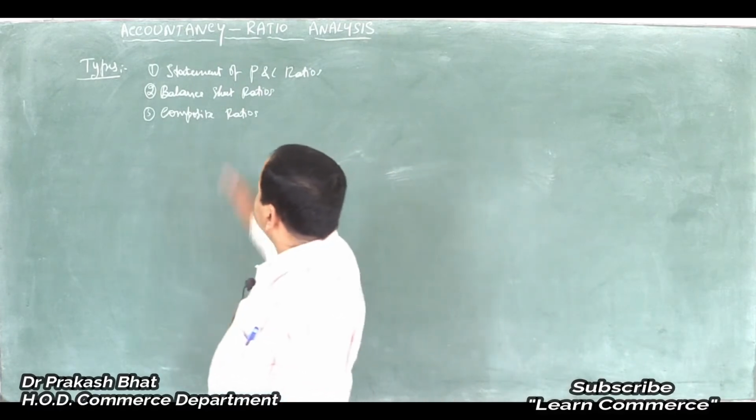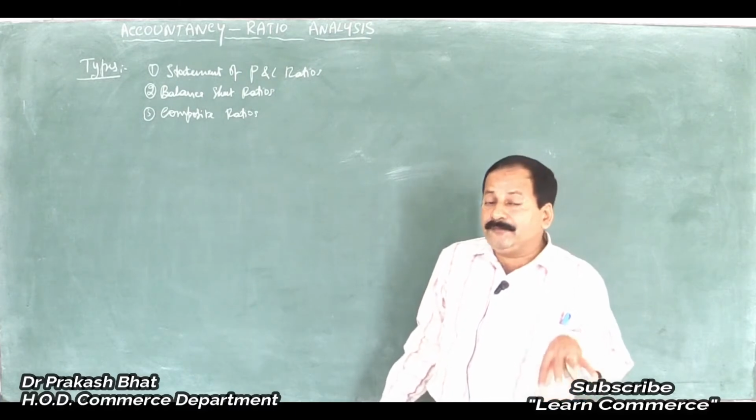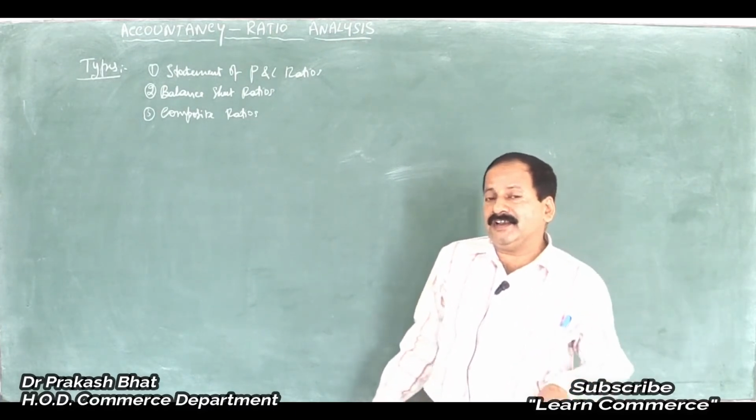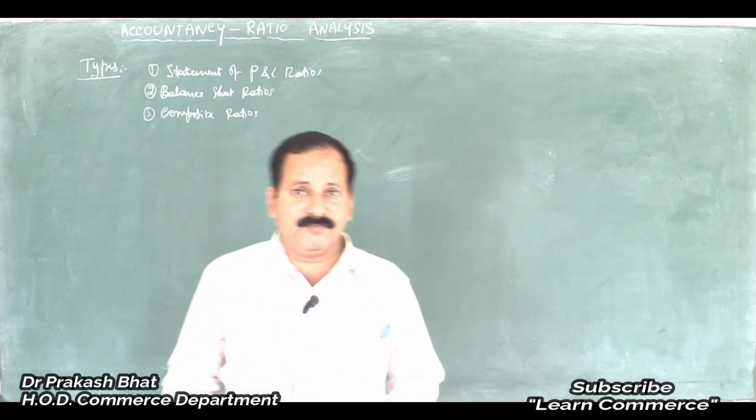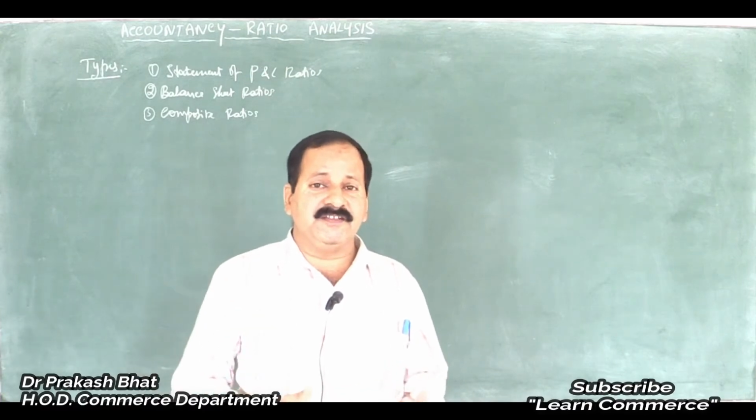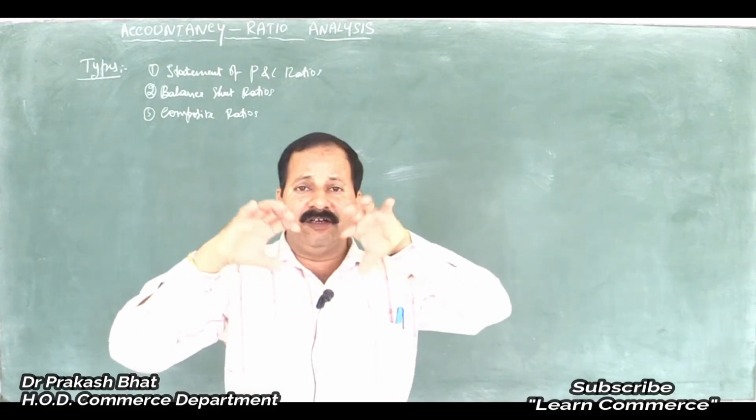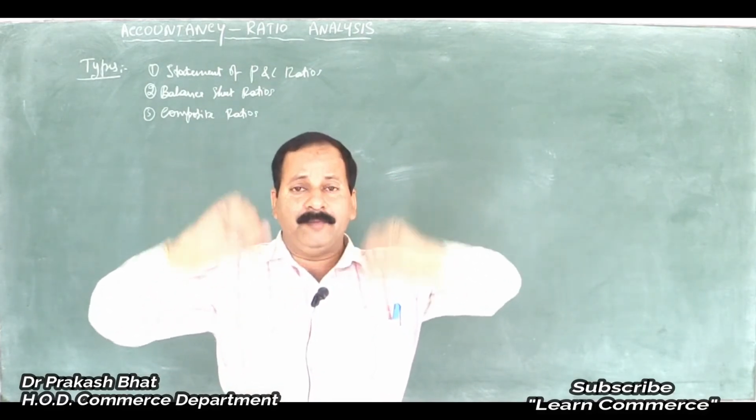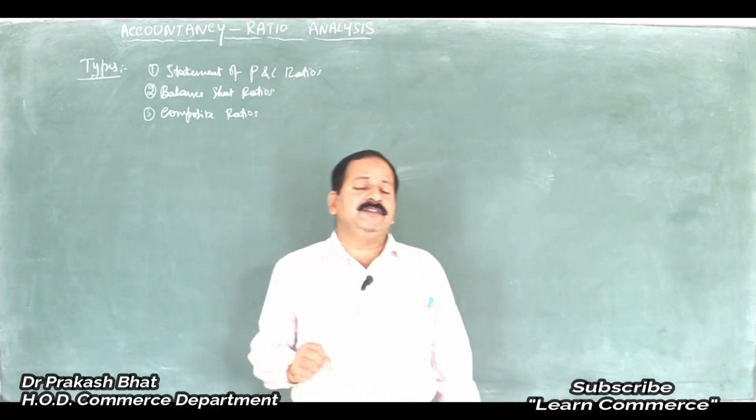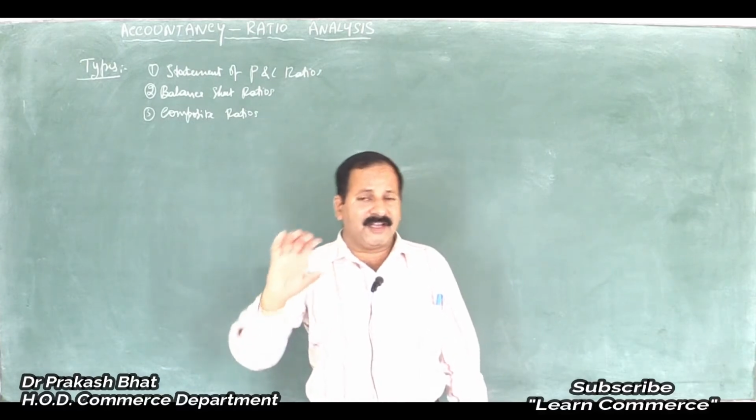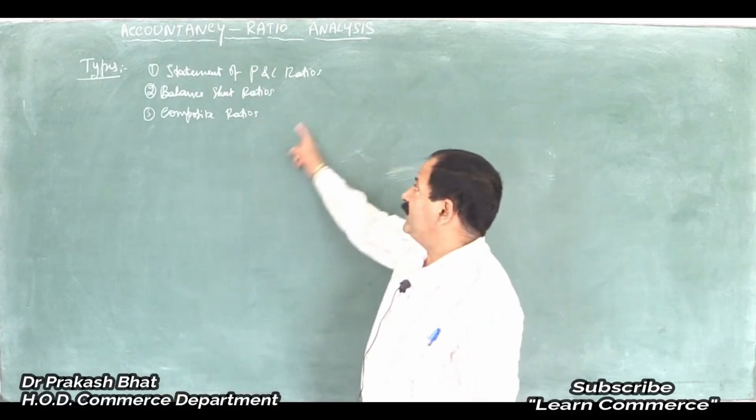The name itself indicates: statement of profit and loss ratio means the ratios which are derived from the figures extracted from the statement of profit and loss. There we compare expenses to sales, gross profit to sales. Like that we build ratios, a relation between two variables or two figures taken from the profit and loss account only.